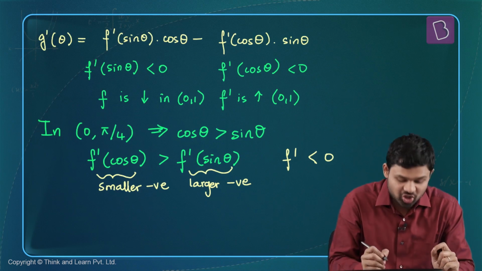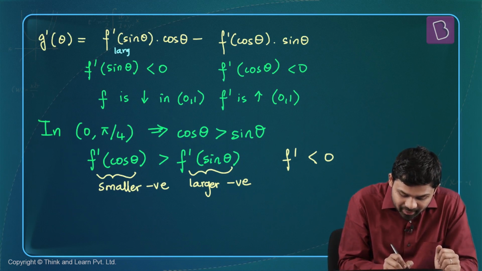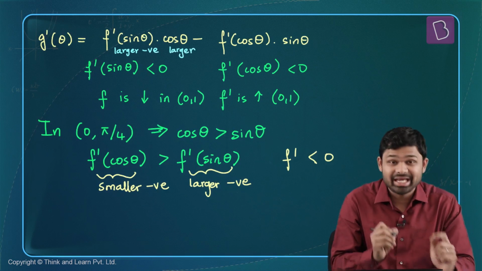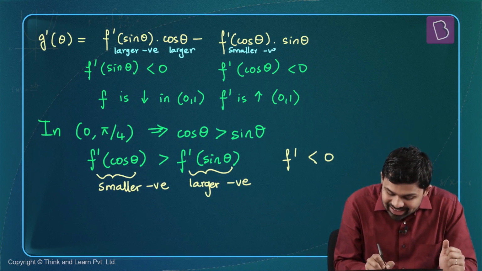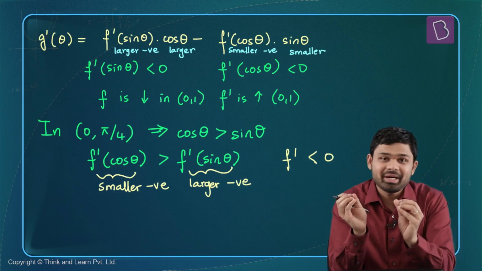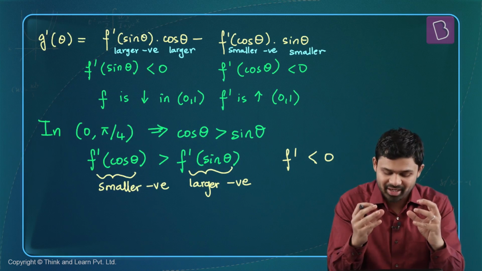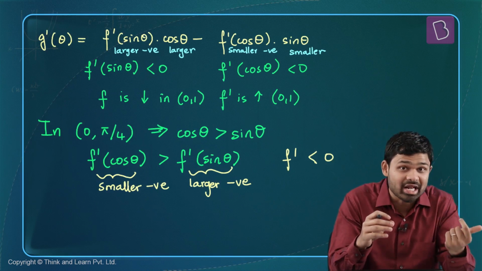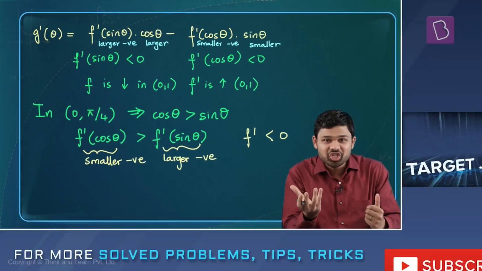Now go back to the expression of g dash of theta. F dash of sine theta is a larger negative number and cos theta is a larger number in this interval. F dash of cos theta is a smaller negative number and sine theta is a smaller number. So you have a large number multiplying a larger negative number. So the net quantity is going to be a large negative number. From that you are subtracting the multiplication of a smaller negative number with a small number. So you are subtracting a smaller negative number from a larger negative number.